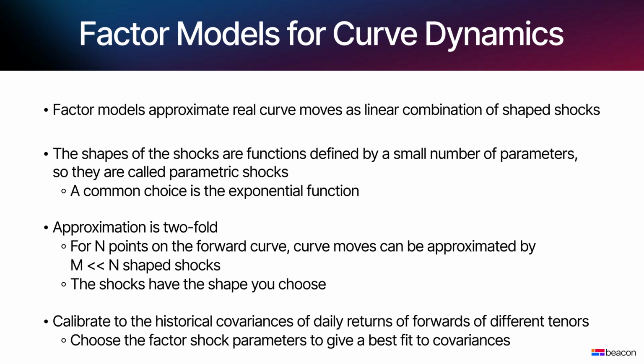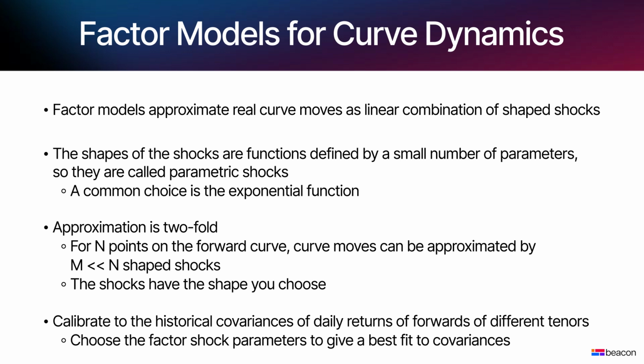And the idea here is that if there are only M risk factors, 2 or 3 risk factors, then you can hedge all your curve risk by trading just M futures contracts. So if you imagine that most of the move in the futures curve happens from just 3 factors, then you can choose 3 different futures contracts and hedge all of your curve risk just by trading 3 different futures. You don't need to use exponentially shaped shocks. That's a common choice, but any function will do that represents curve moves somewhat realistically.